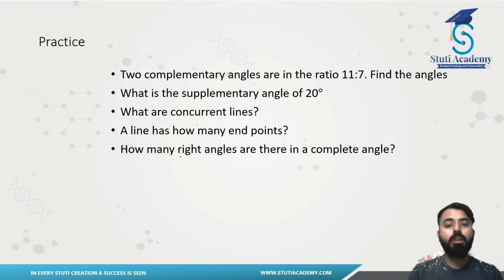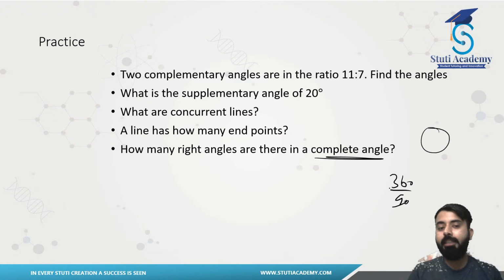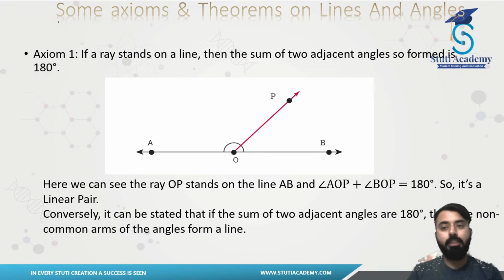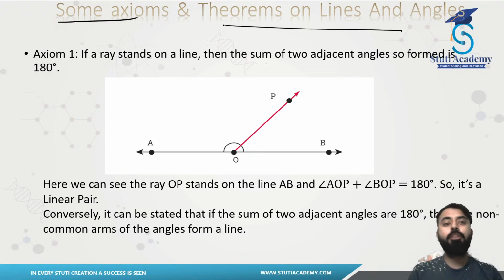Now, how many right angles are in a complete angle? So complete angle, it will be what? 360 divided by 90. So it should be what? 4. So you will be having 4 right angles. So I hope you guys understand this and you don't have any doubt in this. So let's move forward and start with some axioms and theorems based on lines and angles.